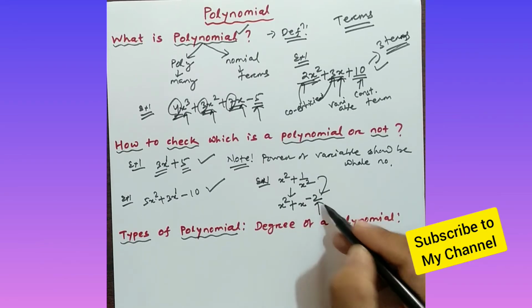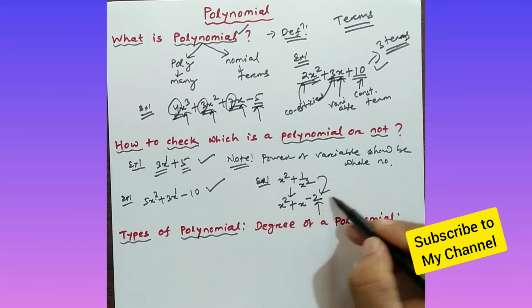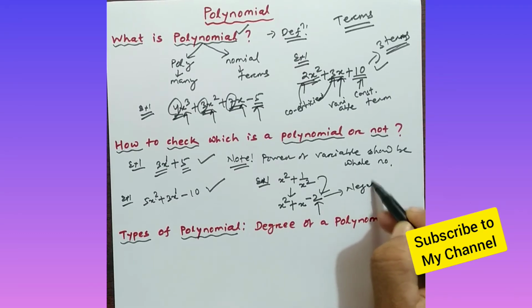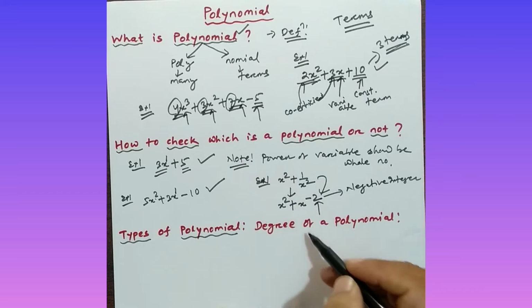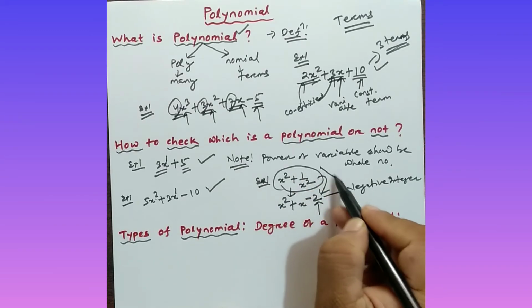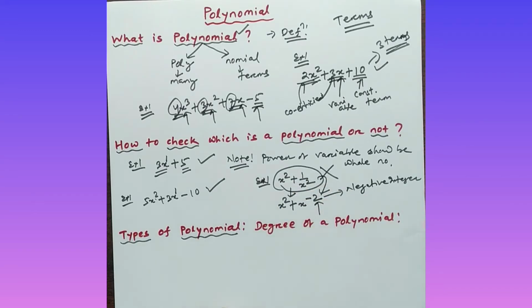So look at the power part here. The power part is what? Minus 2. Minus 2 is a negative integer. It is not a whole number, right? So that is why this is not a polynomial. In this way you have to check it out. So what is the rule? The power part of the variable should be a whole number.